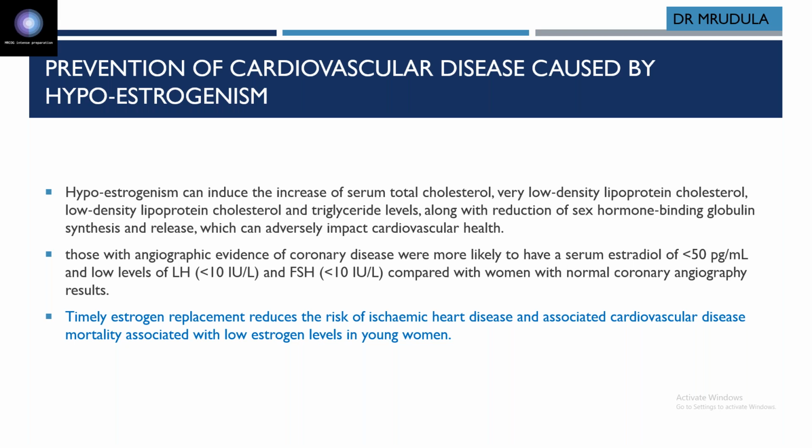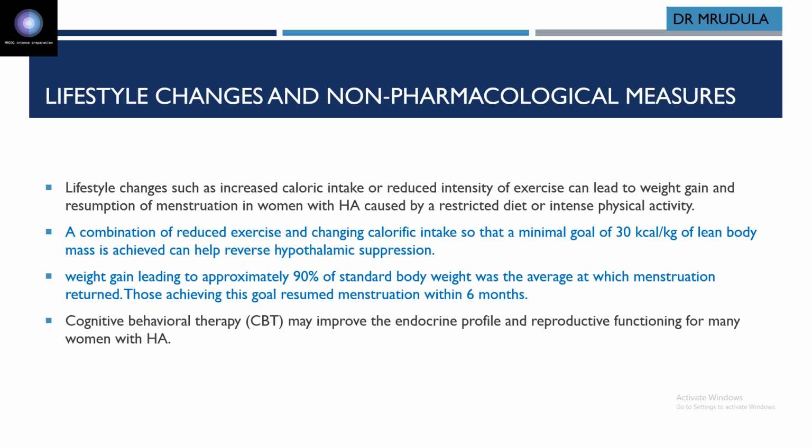And what they have found out in studies is that angiographic evidence of coronary artery disease is more likely when the serum estradiol is less than 50 and FSH and LH are low, compared with normal estrogen and normal FSH. So timely estrogen replacement reduces the risk of ischemic heart disease and improves cardiovascular health in these patients. For that reason, HRT is recommended for these patients and it should be continued up to the natural menopause age.